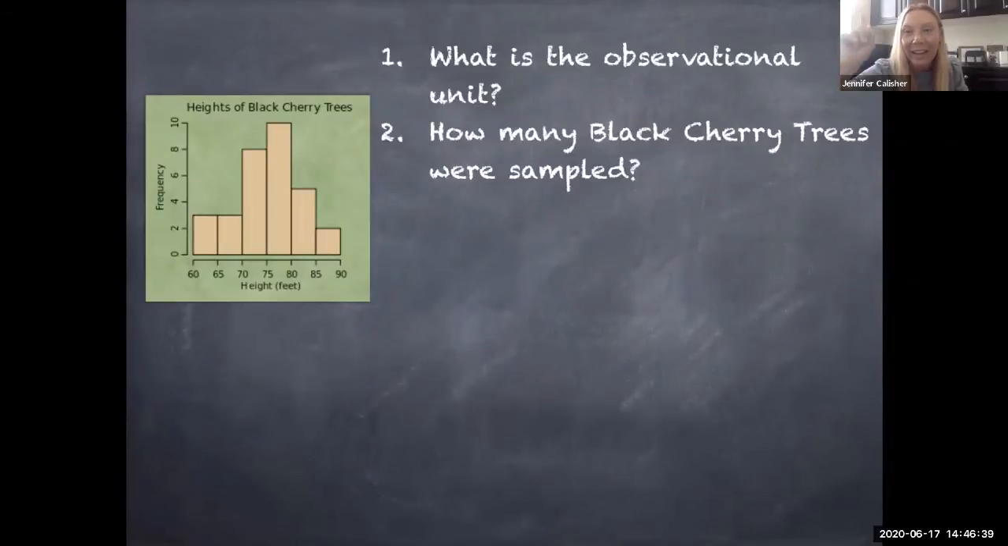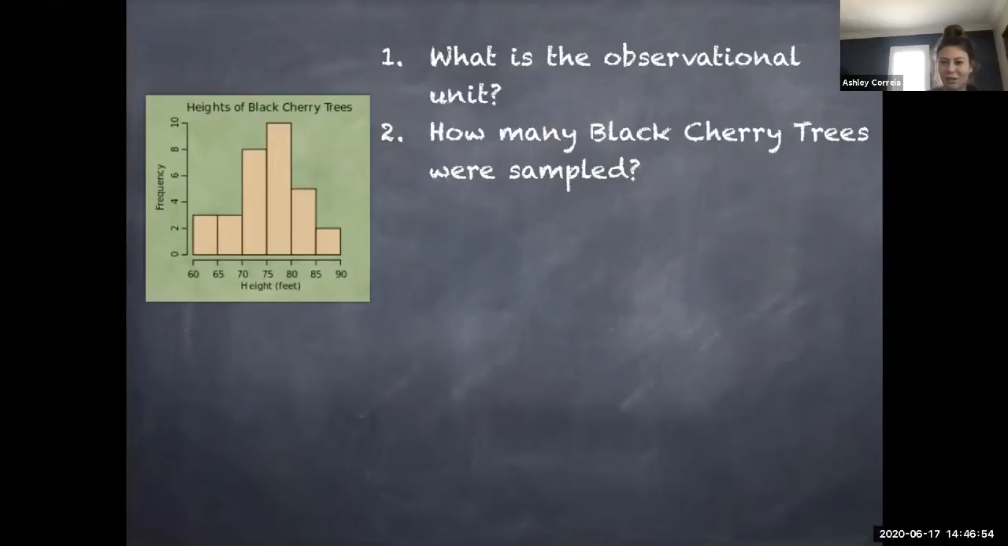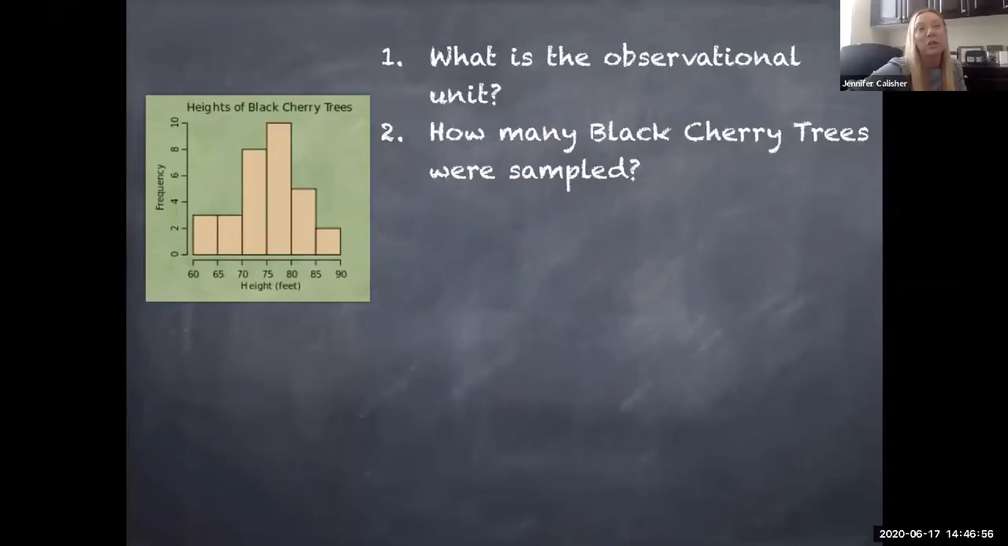Anybody calculate it? Okay, anybody other than a tutor or a mentor? This one I already did, so I do know the answer. 31. 31, woohoo! So that means there were 31 trees sampled. Perfect.